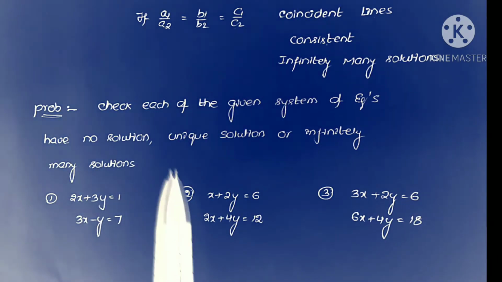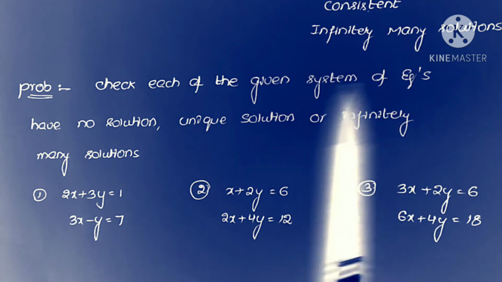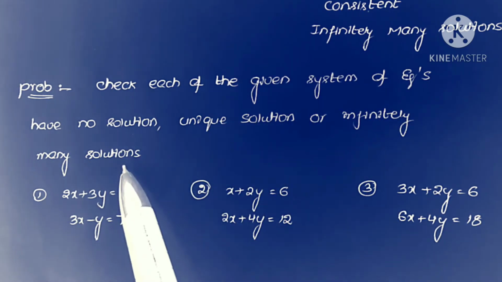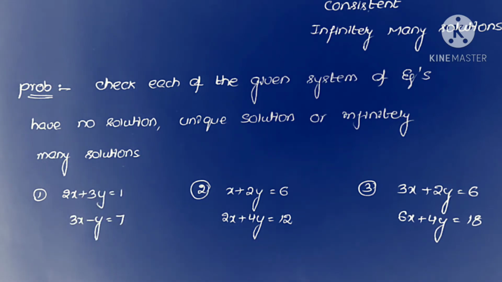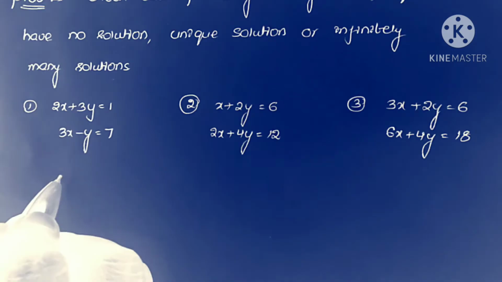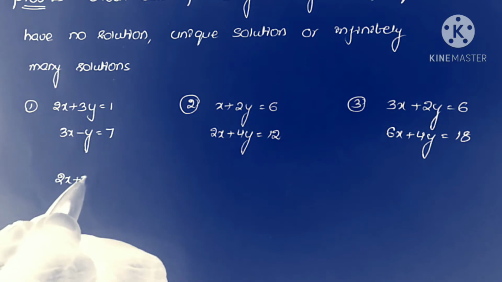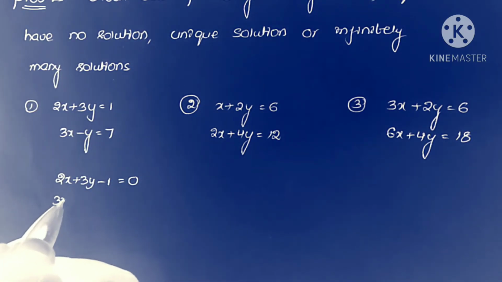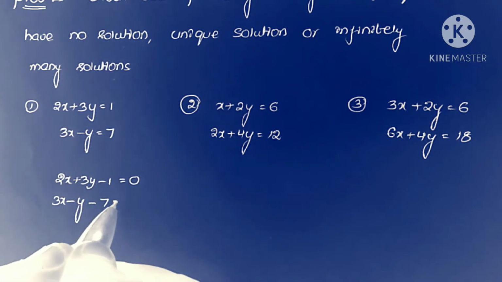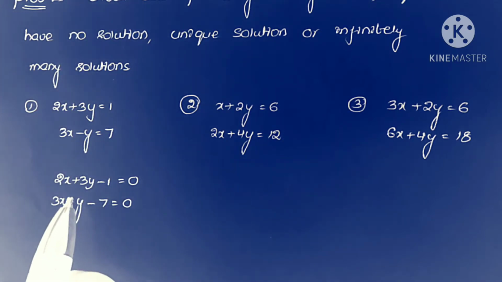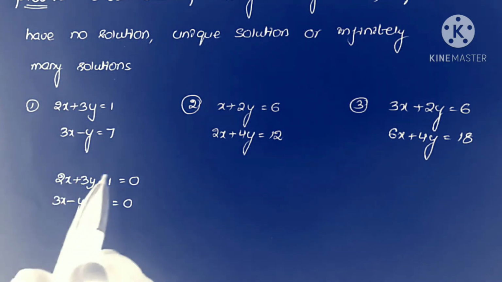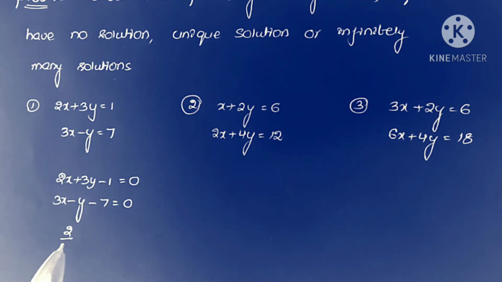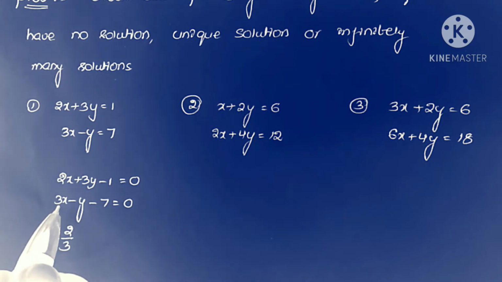The first problem: check whether each of the given systems of equations has no solution, a unique solution or infinitely many solutions. So here we have three problems. The first problem: the first equation is 2x plus 3y minus 1 equal to 0 and the second equation is 3x minus y minus 7 equal to 0. Now first we find the values a1 by a2, b1 by b2, c1 by c2. What is a1 by a2? 2 by 3.